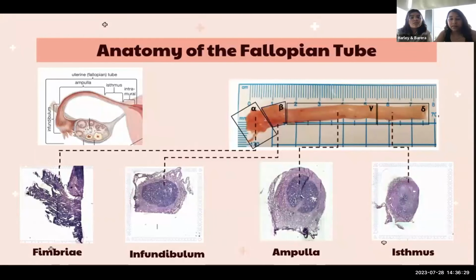90% of all ectopic pregnancies implant in the fallopian tube, and 80% of those implant in the ampulla. Even when you take into account that it is the largest section of the tube and the longest, it's still disproportionate implantation in the ampulla versus any other section of the tube.